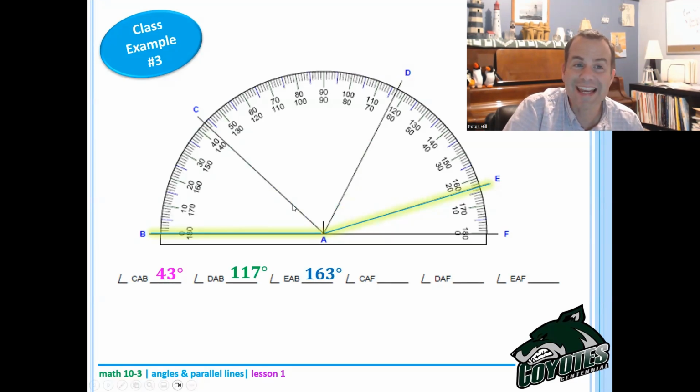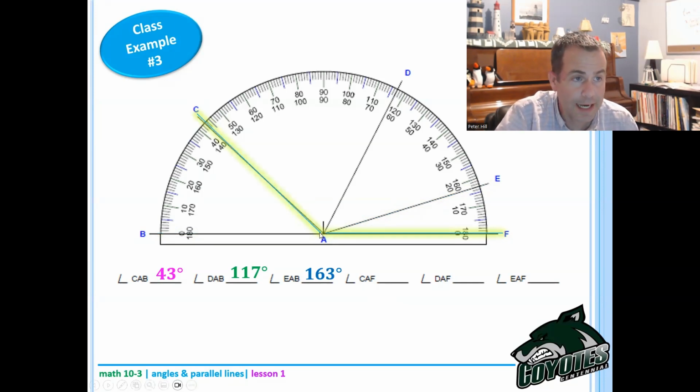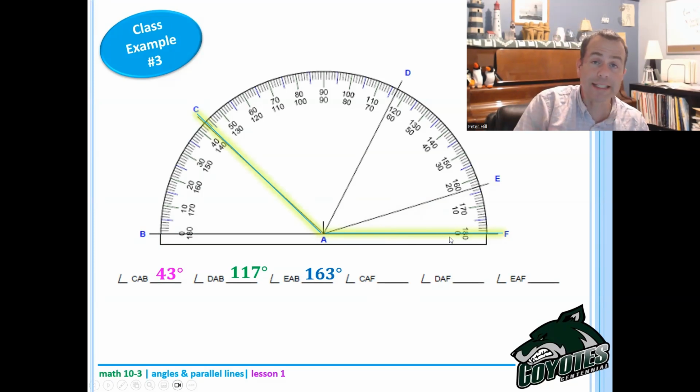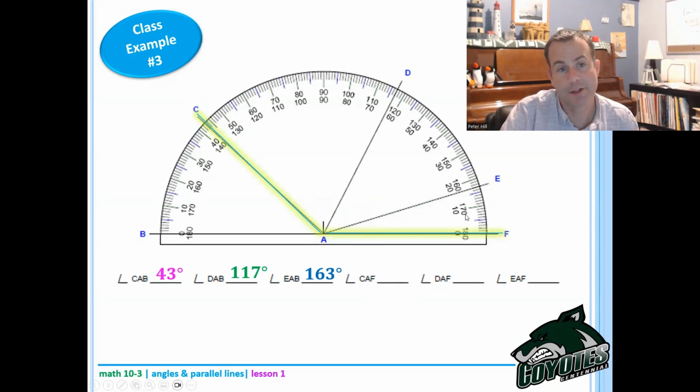Now we're going to go CAF. So that's from C to A to F. So that's this guy here. I want you to notice I still have my vertex at the center, but now I'm on a different side of the protractor. So I've lined up with this bottom line of the protractor, and I need to read where 0 is. I need to start at 0 always, okay? So this time 0 is on the inside scale, so I've got to read the inside scale. So going along the inside scale, this is going to be 130, 135, 136, 137. 137 there.